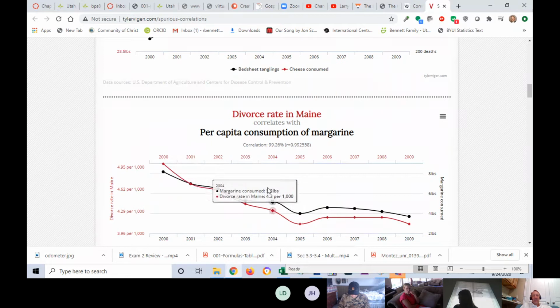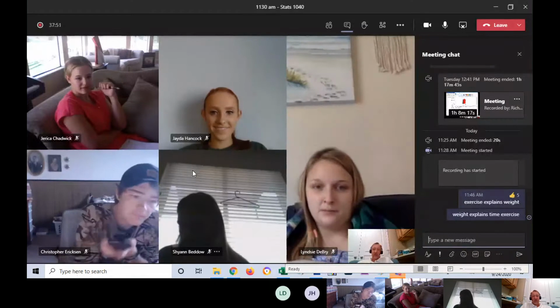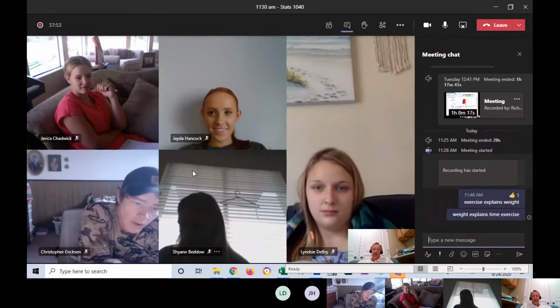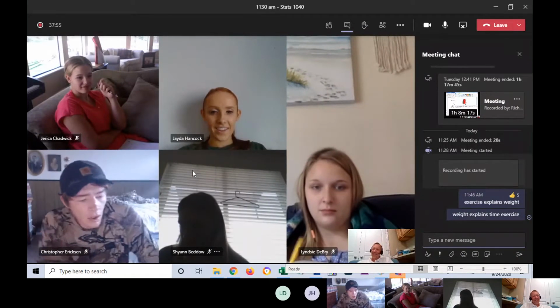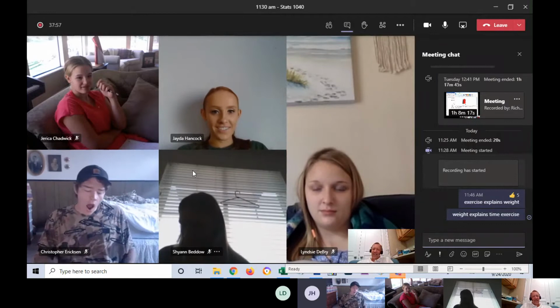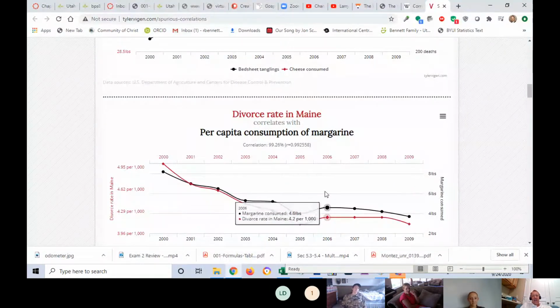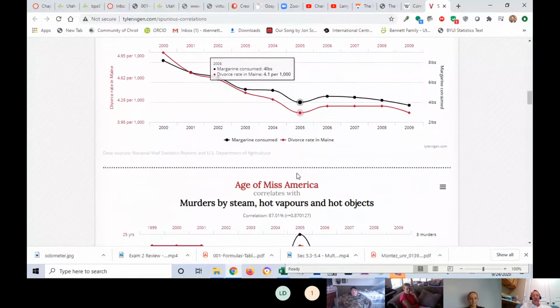How about this one? Per capita consumption of margarine. So if we quit eating margarine, we'll lower our divorce rates. Do people get divorced over margarine, Jada? Or butter? I would say probably not. So these are some spurious correlations.